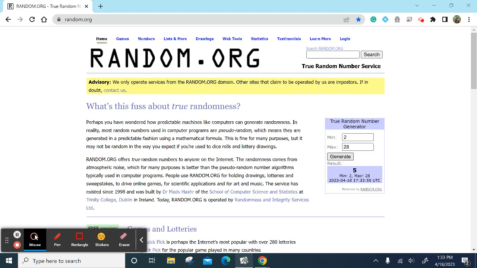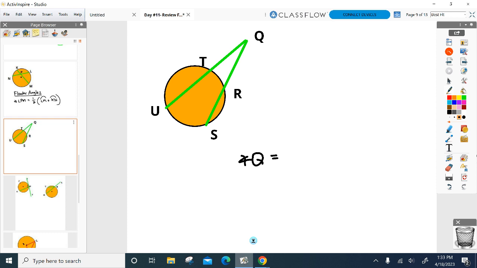Half of arc SU minus arc TR. There you go. Major arc in between minus the minor arc in between. That was the main concept yesterday. Good work. Thank you. Stop me at any time here.